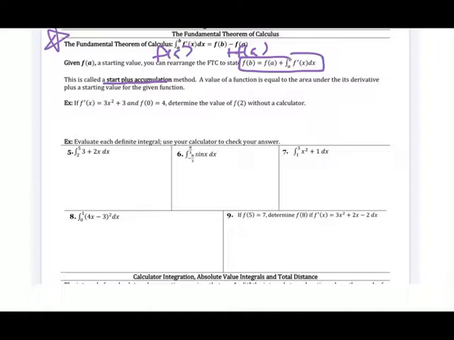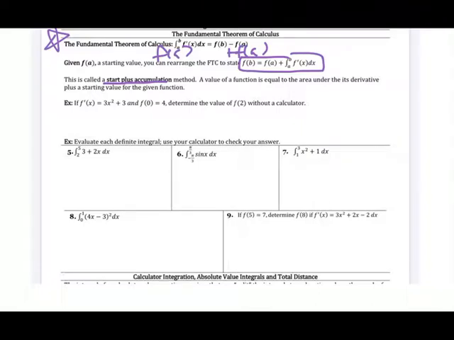It's just saying if you're given different information and you're being asked to solve, maybe you want to find what f of b is, then you may be manipulating the fundamental theorem of calculus to rewrite it in a way that's more helpful to you. Let's look at an example where that's the case. So if f prime of x is 3x squared plus 3 and f of 0 is 4, find the value of f of 2 without using a calculator.